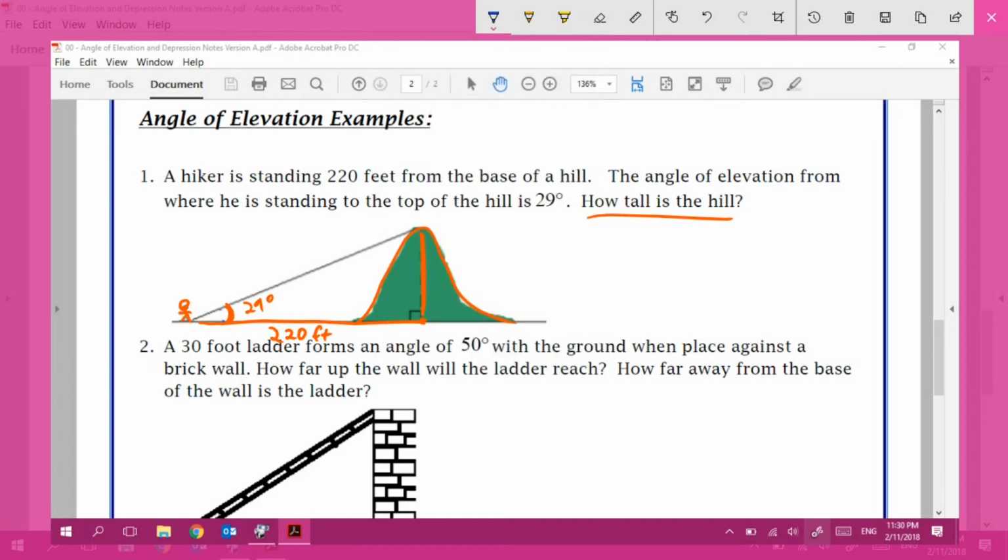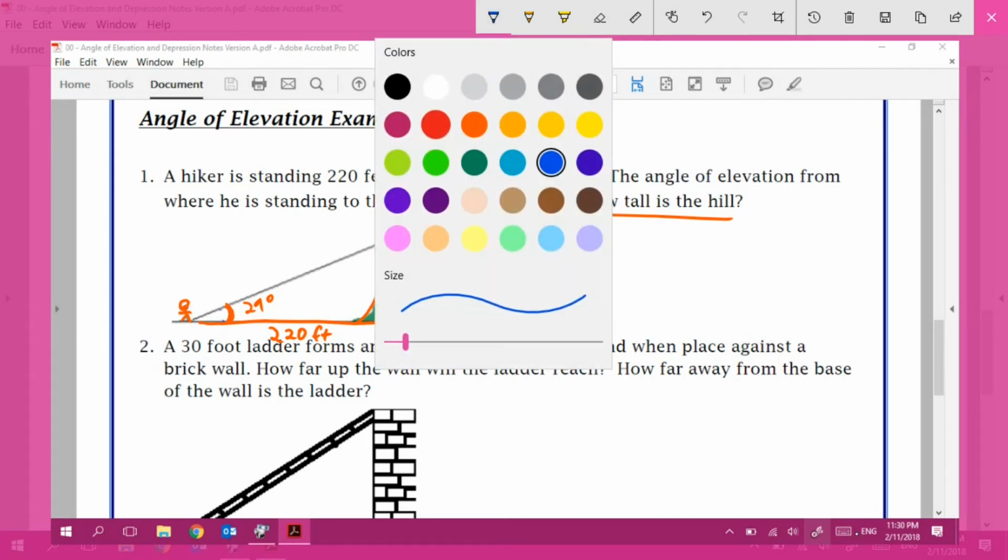No. So we're going to label that as our X. Oh, you can barely see that. This is going to be a rough one. X.